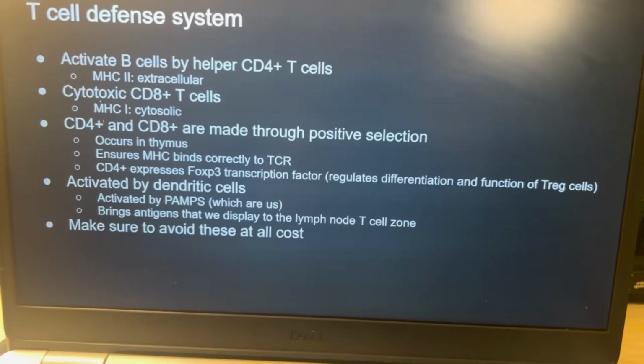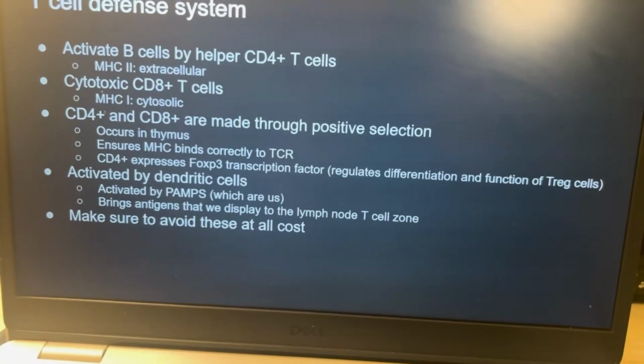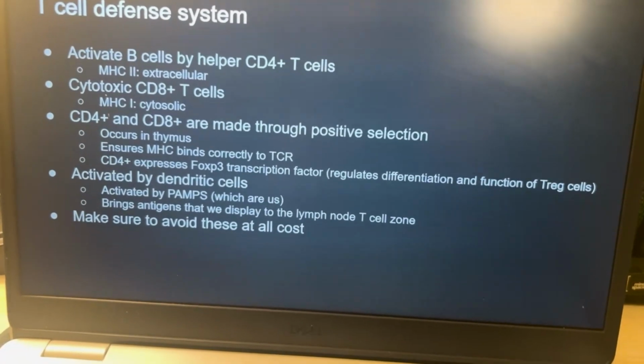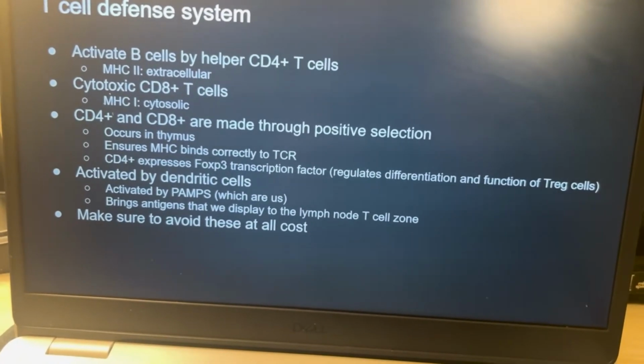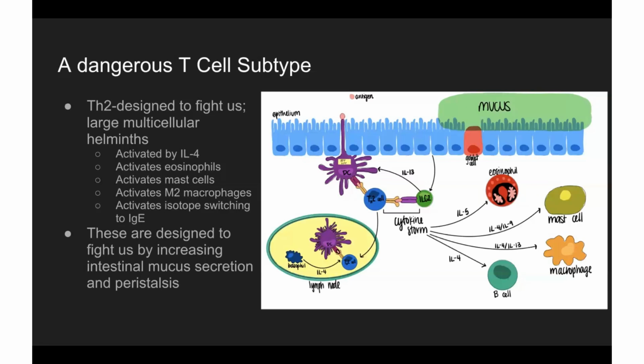CD4 plus and CD8 plus are made through positive selection, which occurs in the thymus and ensures MHC binds correctly to TCR. CD4 plus expresses FOXP3 transcription factor, and T cells are activated by dendritic cells, which in turn are activated by PAMPs, which bring the antigens that we display to the lymph node to the T cell zone. So make sure that we avoid that. The most dangerous T cell subtype against large multicellular helminths is Th2. Th2 is designed to fight us by activating interleukin-4, eosinophils, mast cells, M2 macrophages, and isotype switching to IgE. These are all designed to fight us by increasing intestinal mucus production and peristaltic movements.